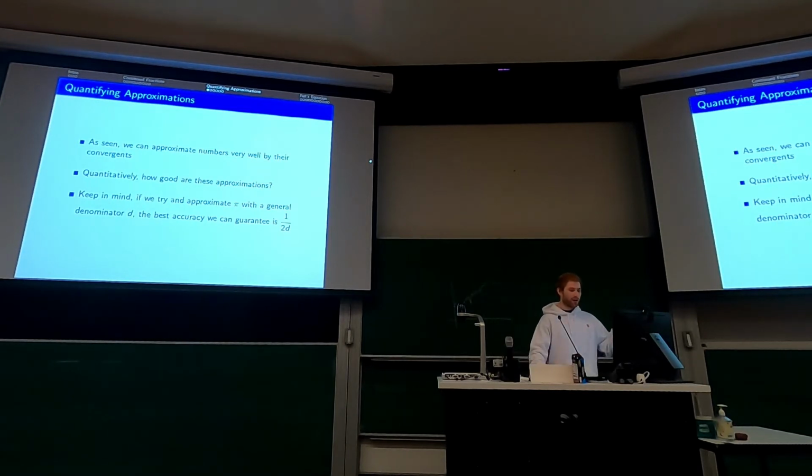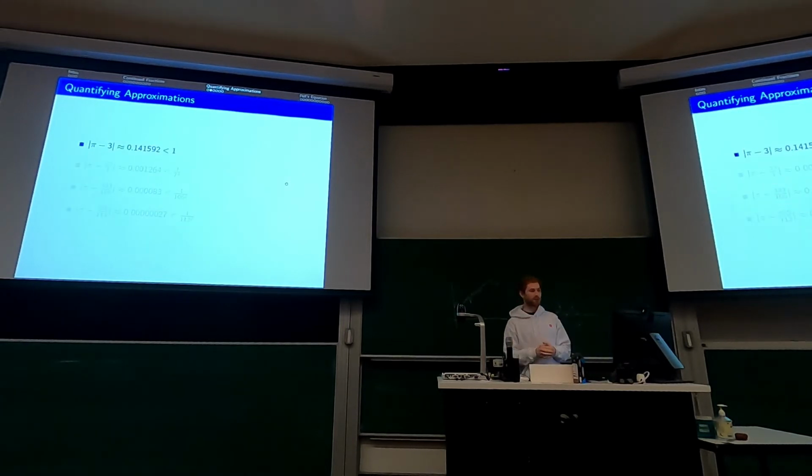One thing I want to note before we do this is that if we try and approximate pi with fractions with a general denominator, say d, the best accuracy that we can guarantee is 1 over 2d. This is a similar concept to finding the closest integer to a real number: the closest you can get is 1 over 2, right? Because if you're doing 3.5, you can choose 3 or 4. You can always choose one that's a half away. Same concept, but now we're dividing the number line by 1 over d, so it's 1 over 2d. So if we can get a lot better than 1 over 2d, it's looking pretty good, but we'll see about that, okay? So let's do this.